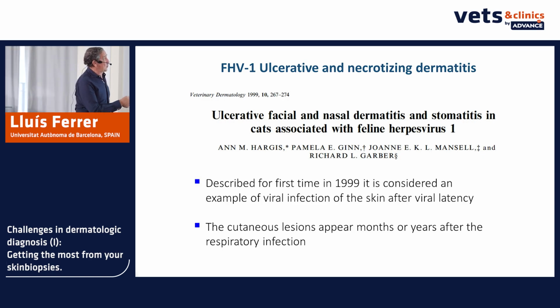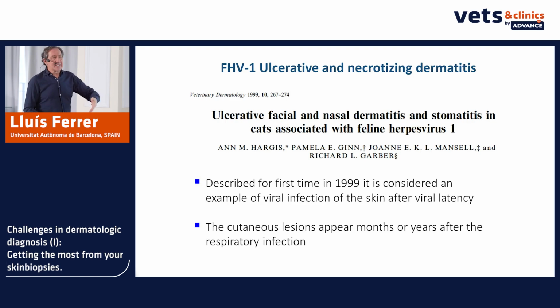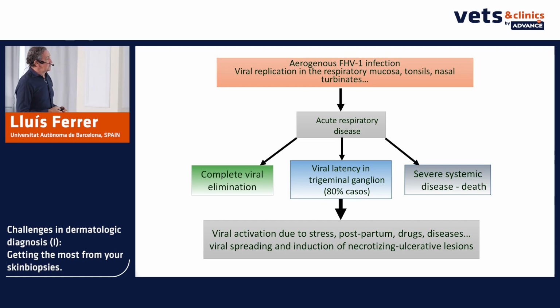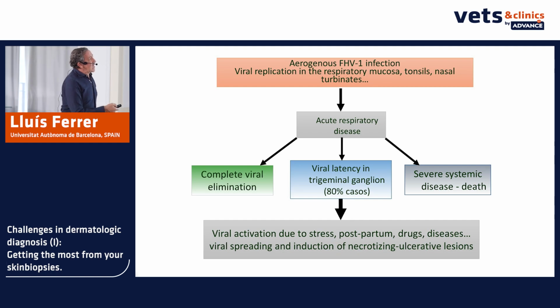This entity was reported in '99 for the first time in the US, and then we have seen these cats several times. We know that this is a consequence of a herpes virus infection, a respiratory infection. In some cats it can cause acute respiratory disease, in small cats that have not been vaccinated. And it can be lethal, even if it's not protected with the vaccine.